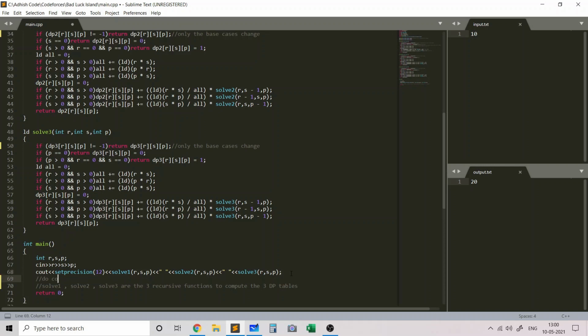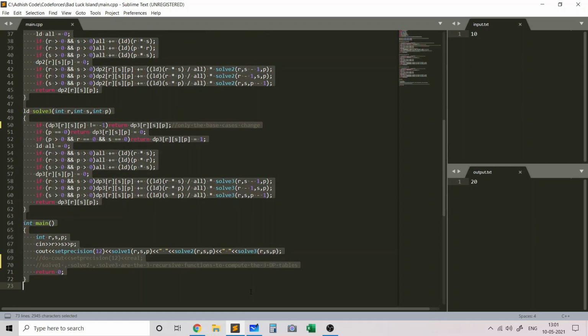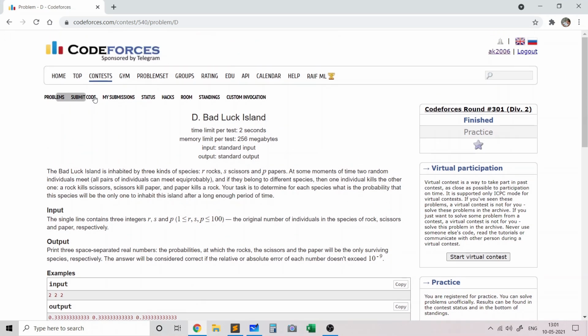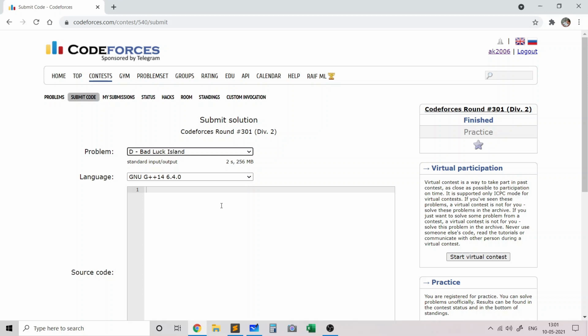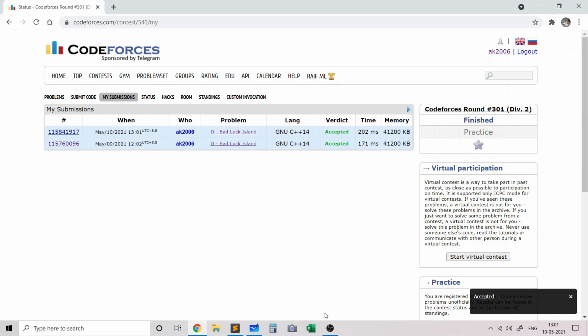When we are outputting real numbers, do set precision 9 or set precision 12. I would always recommend set precision 12 because that always gives the most accurate result. So do set precision 12 and then the real number which you need to output. That's all that you will normally use when outputting real numbers. Let's just submit this code to see that it gets accepted. As you could see, this code got accepted.